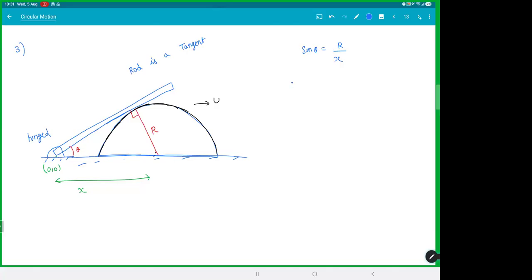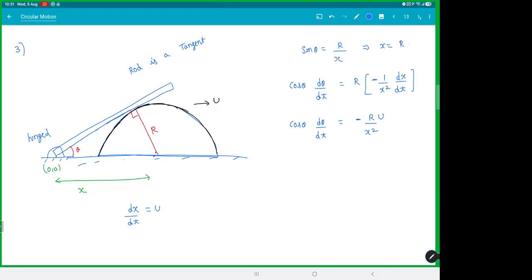Differentiate this. The differential of sine is cos theta d theta by dt. On the right, r times 1 by x, the differential of 1 by x is minus 1 by x square dx by dt. Chain rule, everyone. This is cos theta d theta by dt, that is your omega which you want. It is minus r by x square, and dx by dt is nothing but u. So as you're going to the right, that is your speed. Perfect. And what is x?